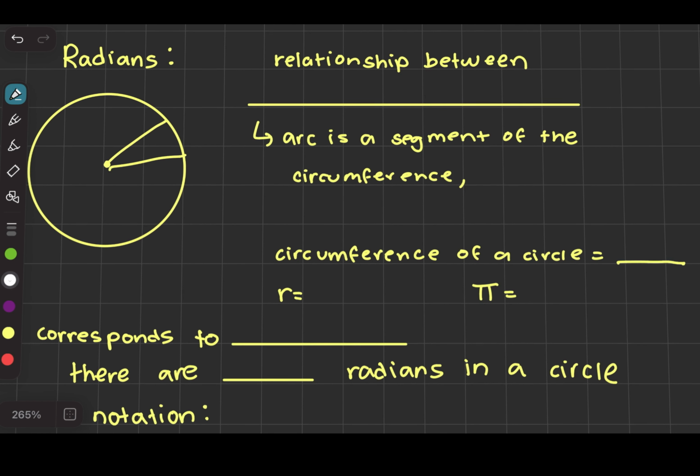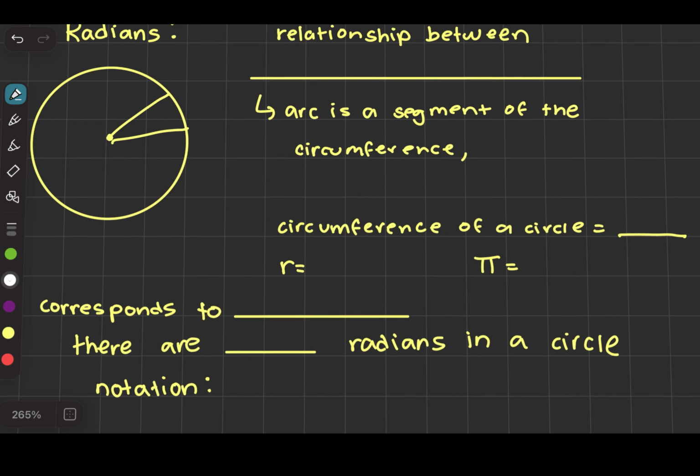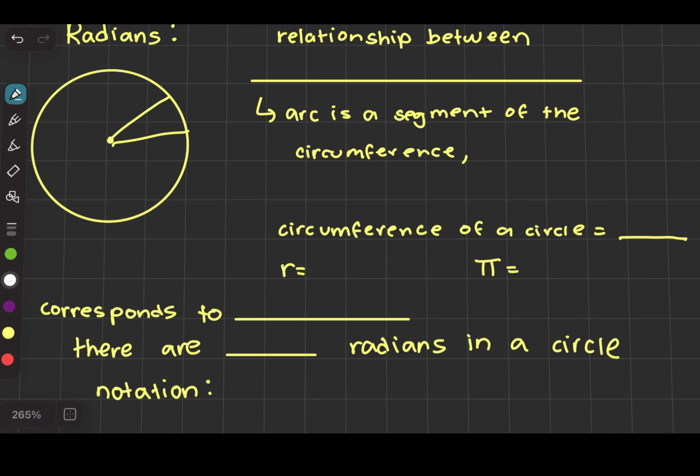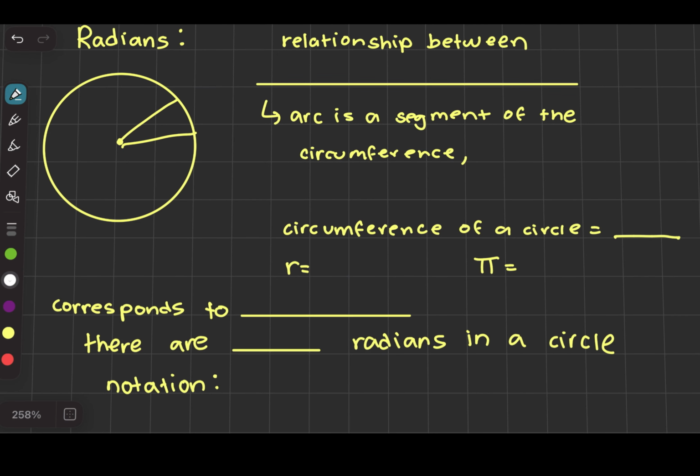Moving on to radians. Radians are the relationship between arc length and the radius, where we have the arc length divided by the radius to get our radians. As a reminder, an arc is a segment of the circumference. So as you can see here, we have our arc.